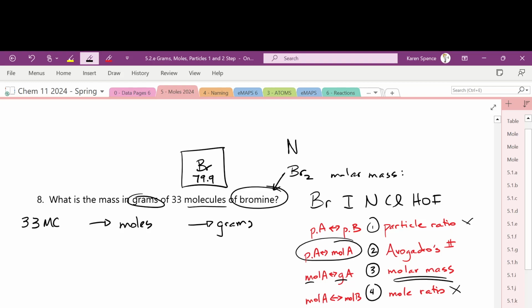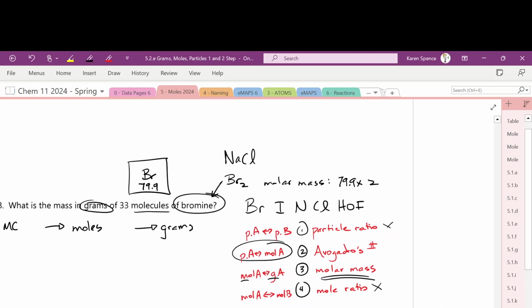If I gave you NaCl and said, what's the molar mass, what would you do? You would add them. Now, instead of having one Na and one Cl, you have one Br and another Br. What would you do? Add them or multiply by 2. So we get 79.9 times 2, which is equal to 160 minus 0.2, which is 159.8 grams per mole.